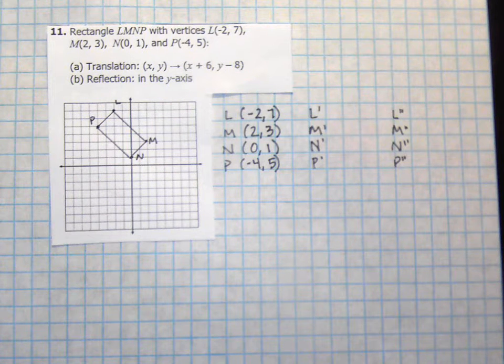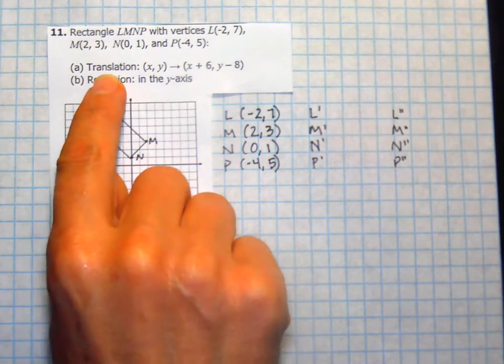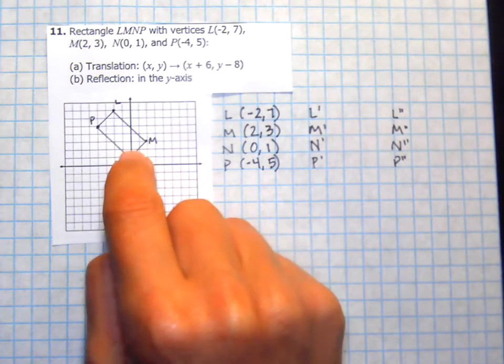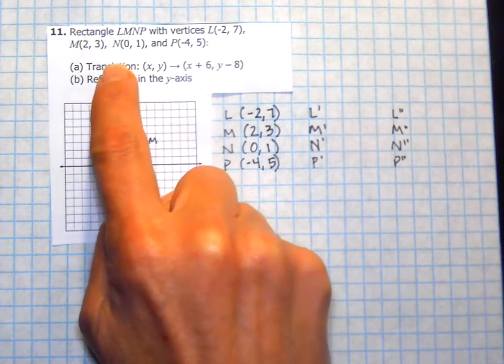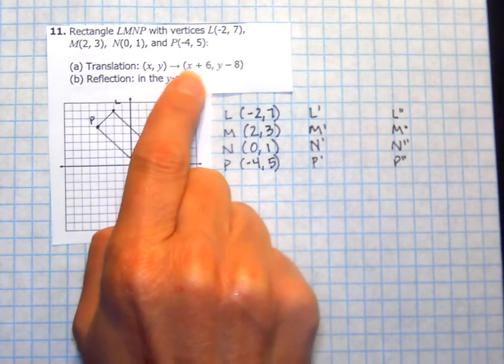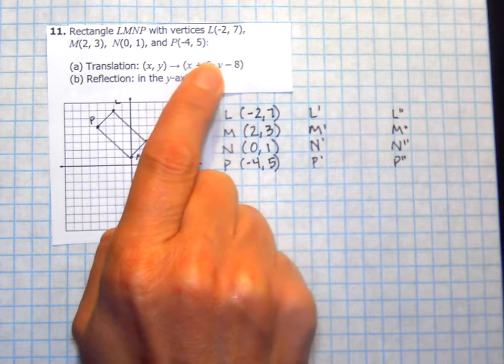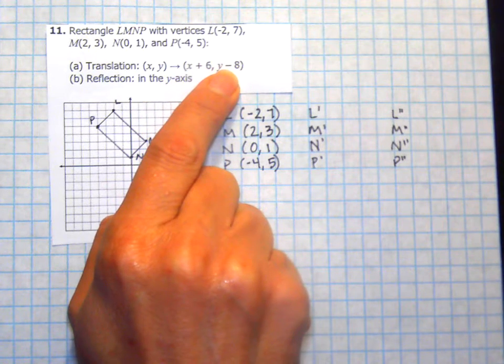Hello again. I am here to show you another example of a compound transformation. That means we're taking a pre-image and making two images out of it, doing two different transformations on it. So I can see in my instructions, the first thing I'm going to do is take this square, LMNP, and translate it x plus 6, y minus 8.